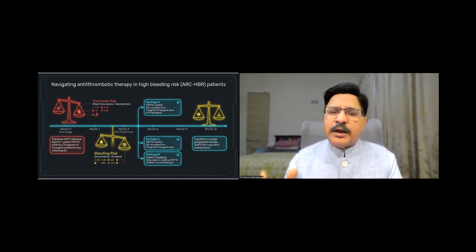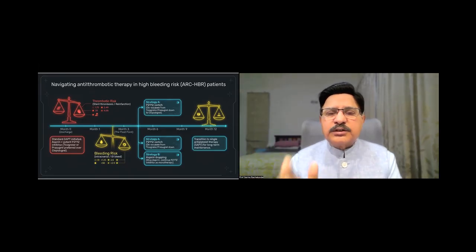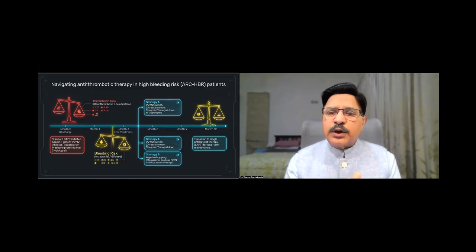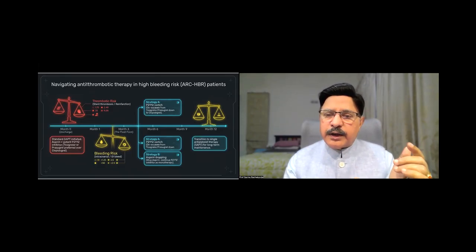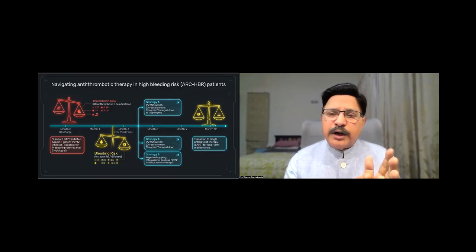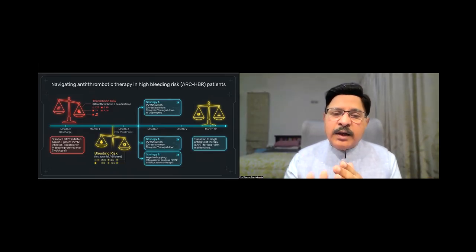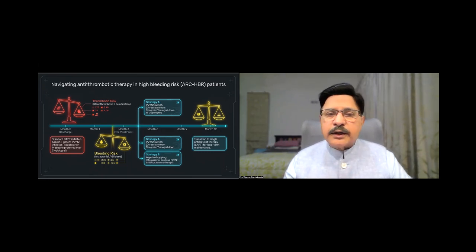What do I do? I give the aspirin, all right, and instead of ticagrelor or prasugrel, I use clopidogrel. That is the de-escalation strategy. Then strategy B: drop aspirin and continue only clopidogrel as monotherapy. That's one alternative. Now, transition to single antiplatelet therapy, SAPT, instead of DAPT, double antiplatelet therapy. Single antiplatelet for long-term maintenance will be the strategy in a patient who has more bleeding risk compared to the thrombotic risk.